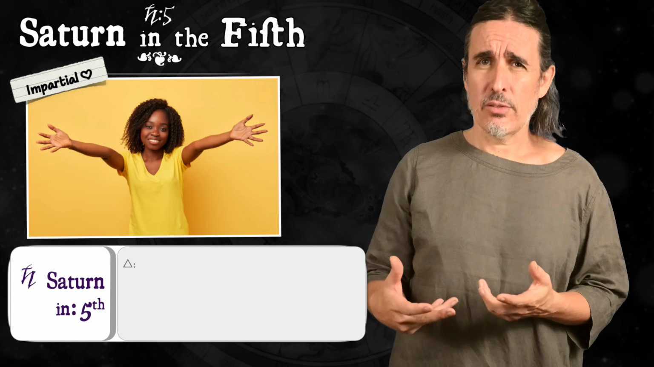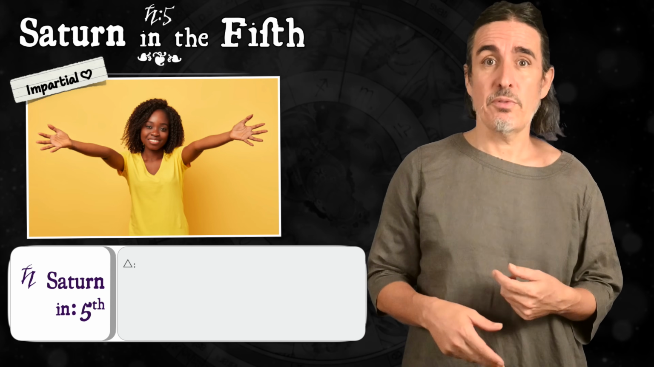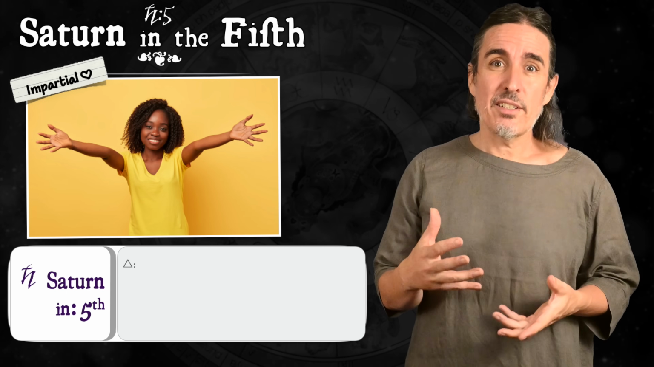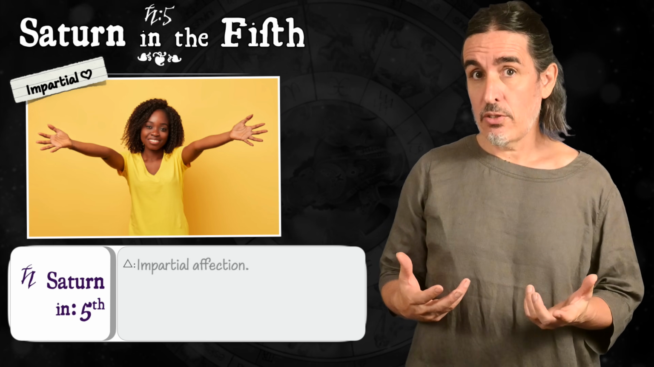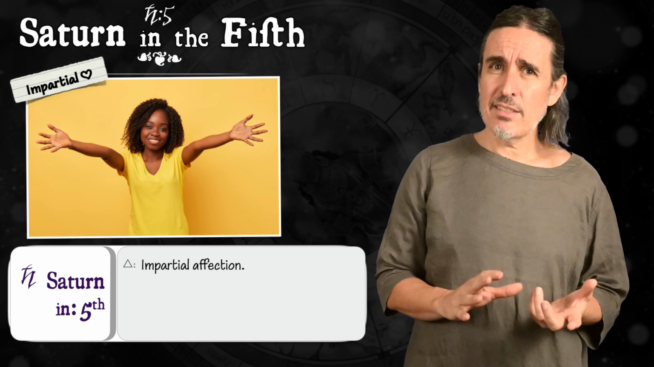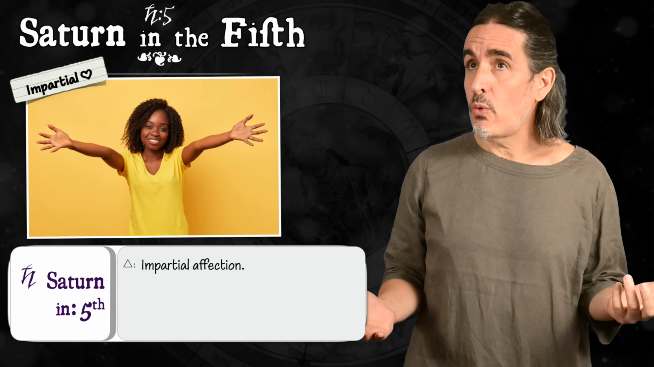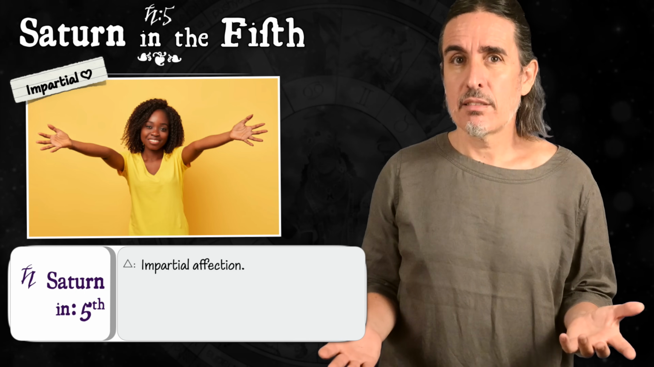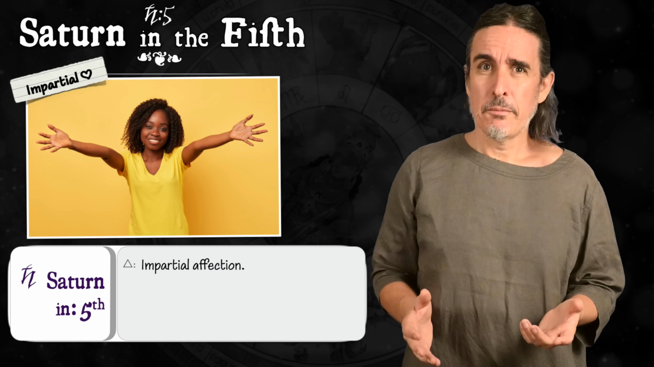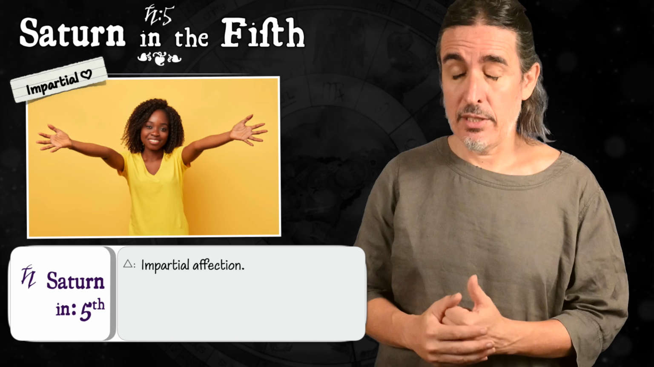A planet in the fifth house is going to affect how you express affection because the fifth house has to do with affection. Saturn is objective. So Saturn in the fifth house indicates impartial affection. The positive slant on that is you are open to love anybody. Your arms are open. You're welcoming to many people. You don't have prejudice really.